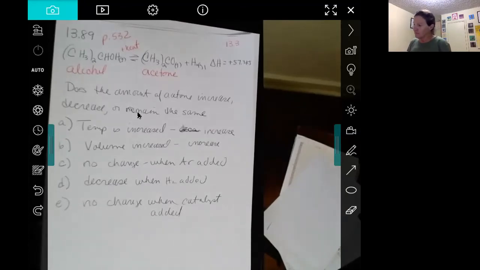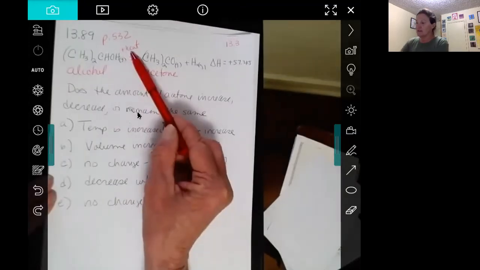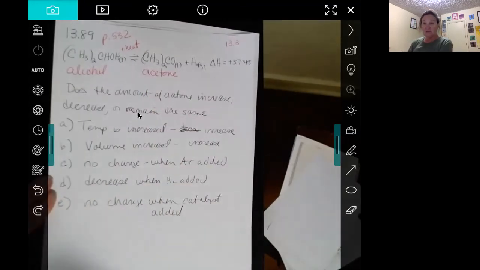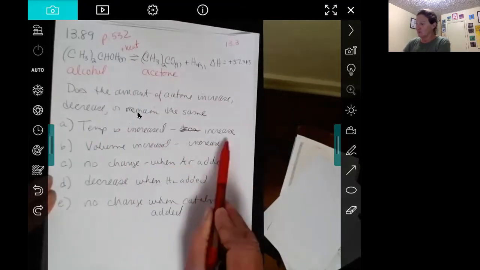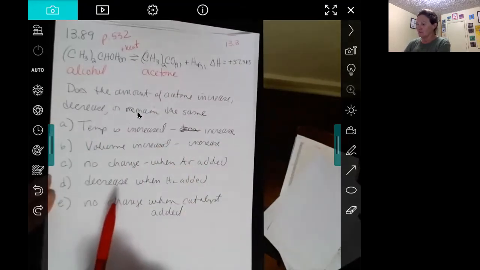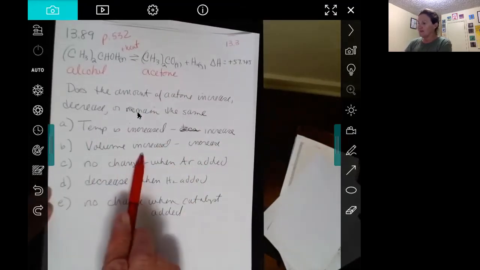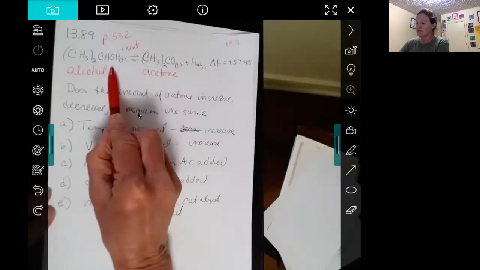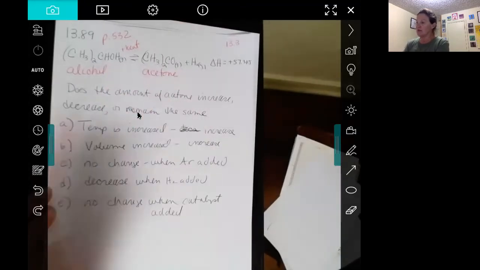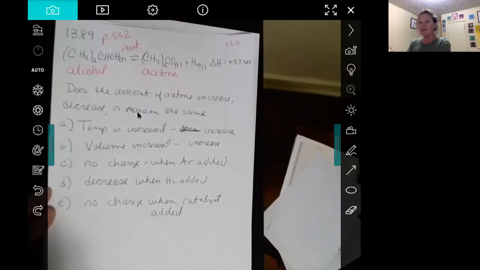So if we increase the temperature and heat is a reactant, Le Chatelier's principle says the reaction is going to go in such a way to decrease that added stress of heat, so it'll react forward. So we get more acetone, so it'll increase. If the volume increases, then we have one reactant and 2 products that are all gases. If the volume increases, that means pressure goes down.